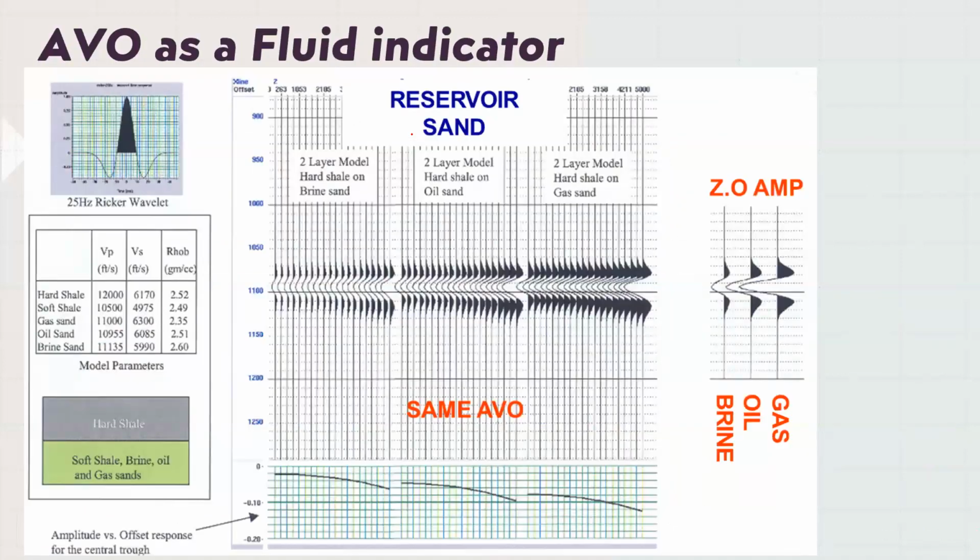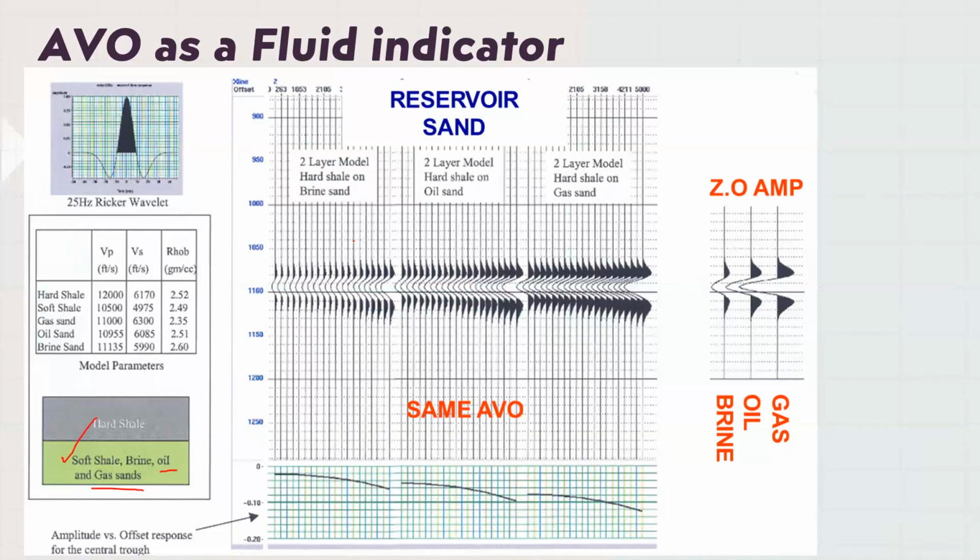Another beauty of this AVO analysis is that it also indicates the fluid. Fluid means either oil, gas, or brine. So that is also one of the beauties of AVO analysis. In this case, we are showing a two-layer model, which is hard shale over soft shale, where we have either brine, gas sand, or oil sand.